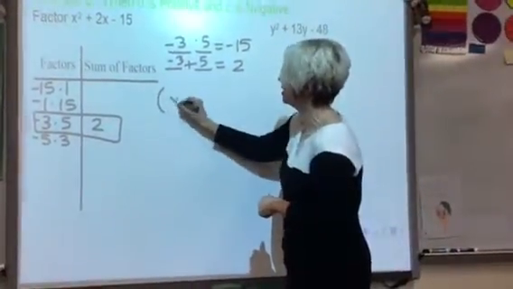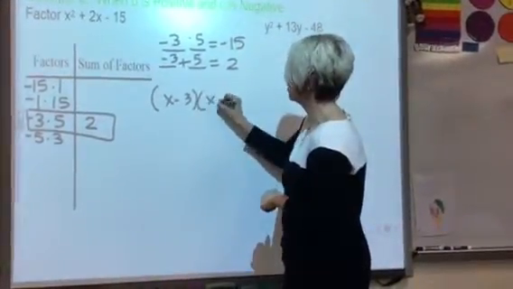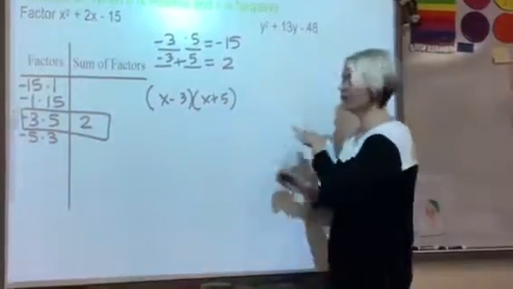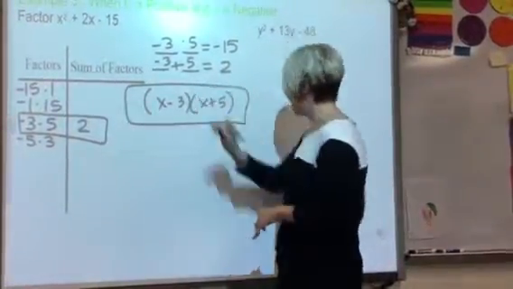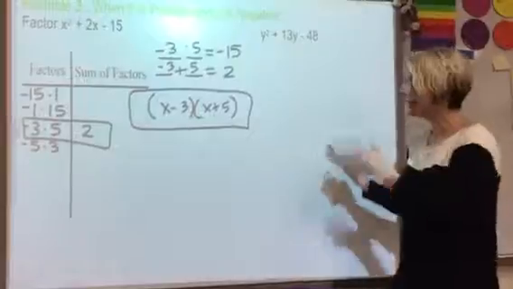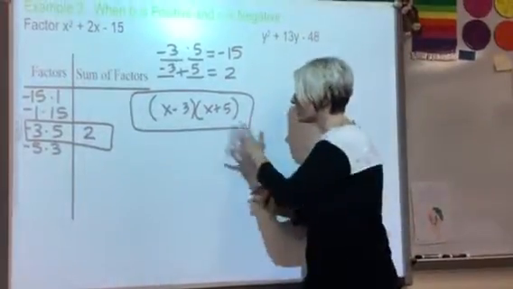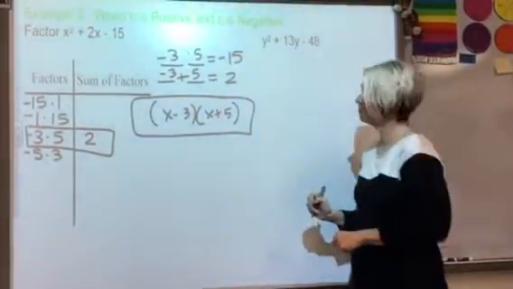So I have x minus 3 times x plus 5. So one is negative, one is positive, and yes, it matters which is which. It matters which one is negative and which one is positive because that will change your sum.